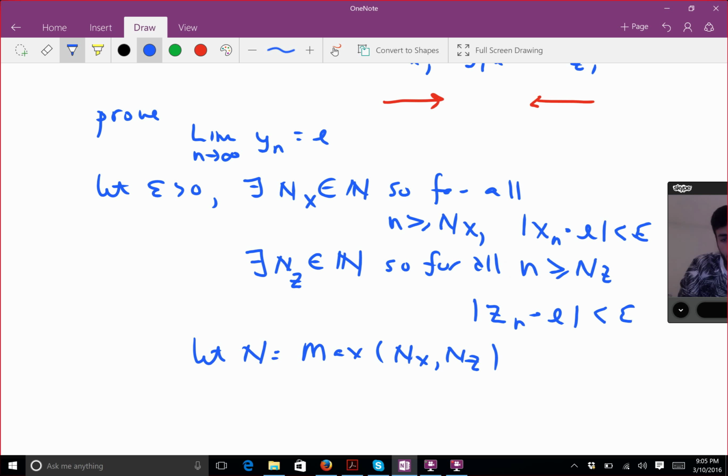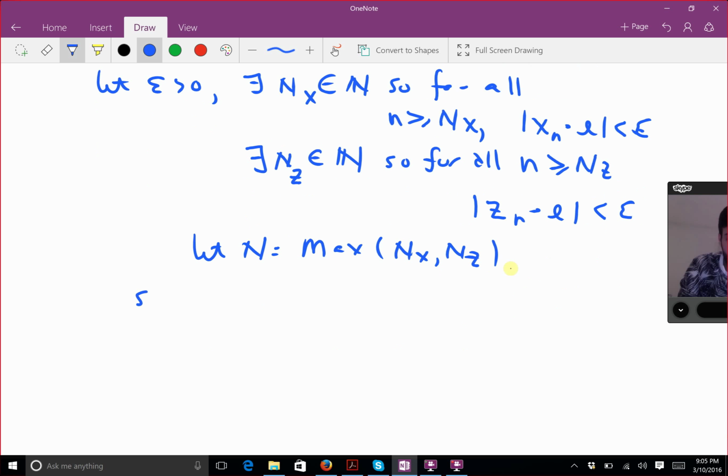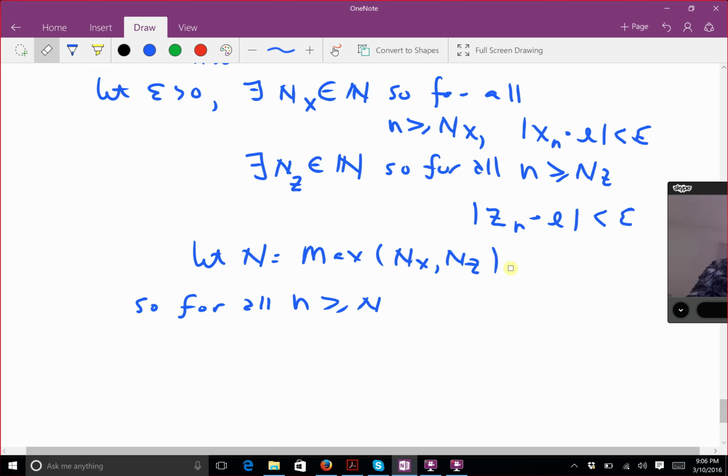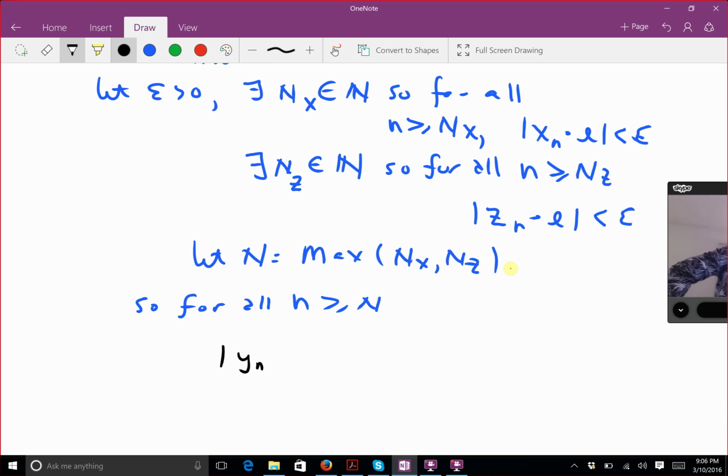So let's see what happens. For all n greater than or equal to capital N, let's look at |y_n - L|. Let's see how it's going to work. Actually, let me try this. y_n minus L.